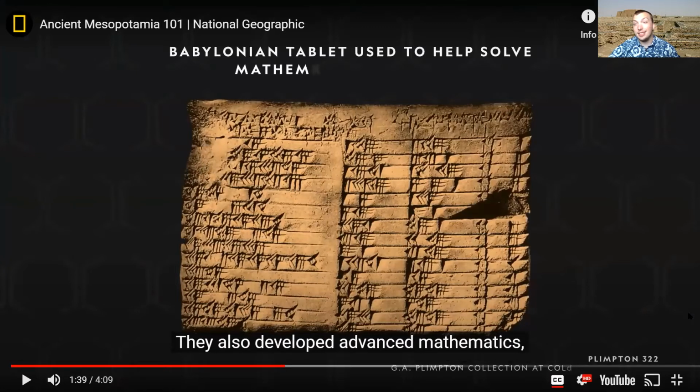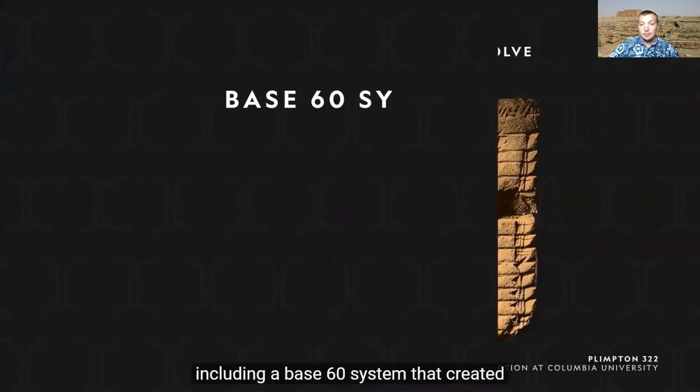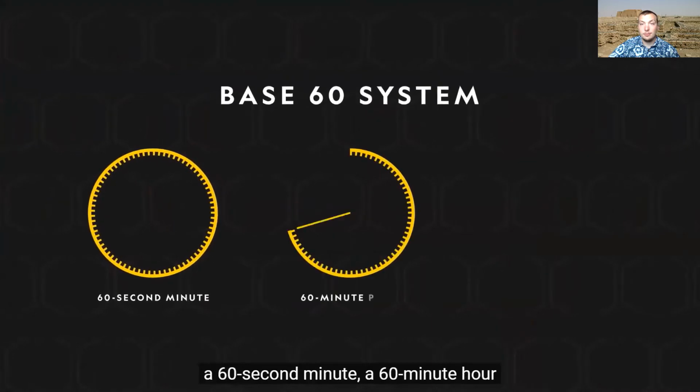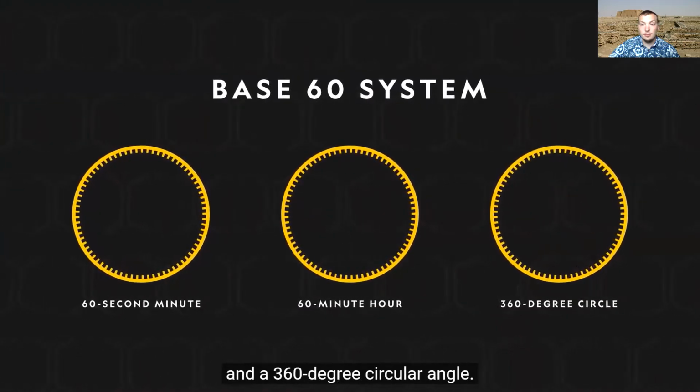These leaders, these empires, as well as the religious systems, as well as this writing system that they developed, advanced mathematics, including a base 60 system that created a 60-second minute, a 60-minute hour, and a 360-degree circular angle.